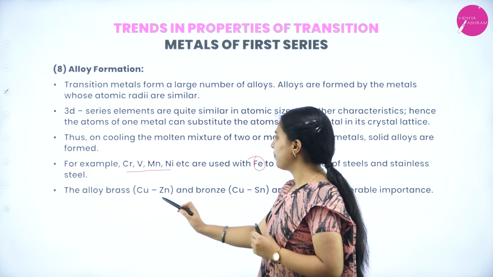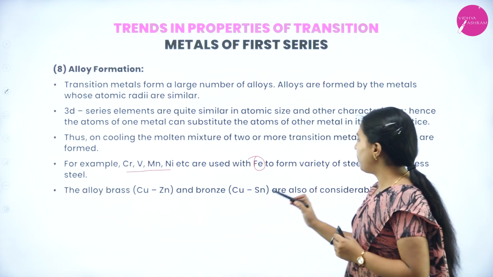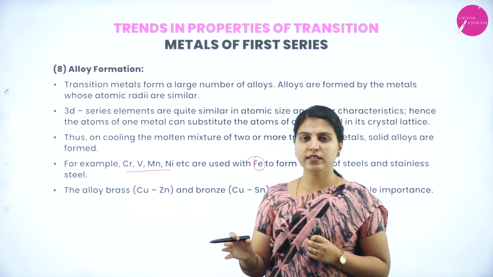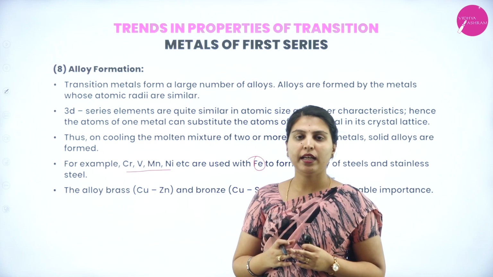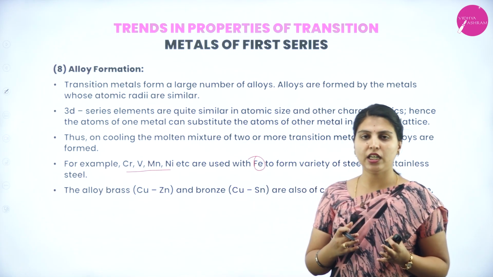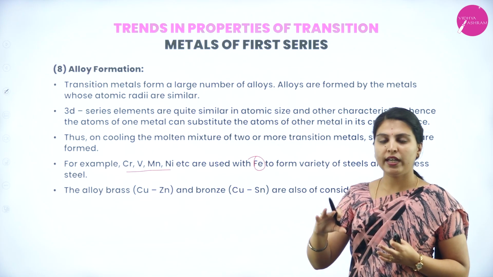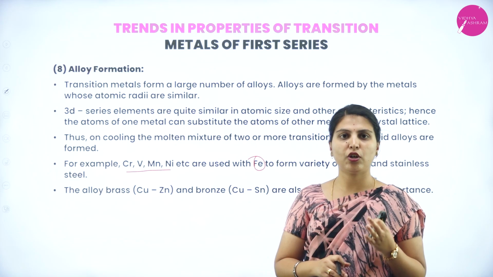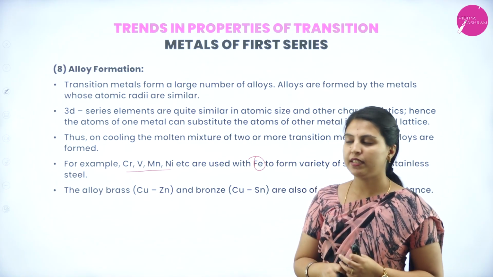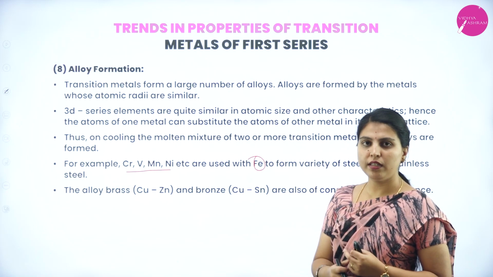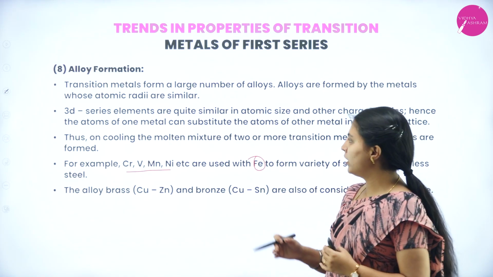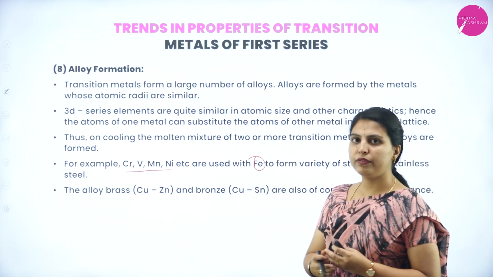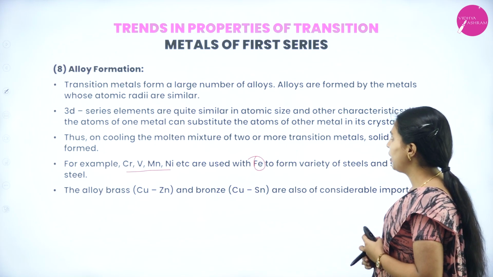The alloys brass, copper and zinc, and bronze, copper and tin, are of considerable importance here. How is an alloy formed? When metals have similar atomic radii and atomic size, one metal atom can be substituted by another atom of similar atomic radius. Then the molten mixture of metals is cooled, and the alloy is formed. These are the trends in properties of D block elements in the periodic table.